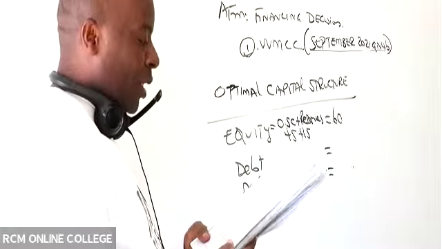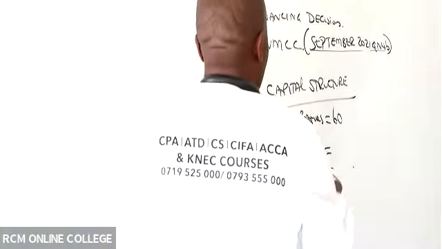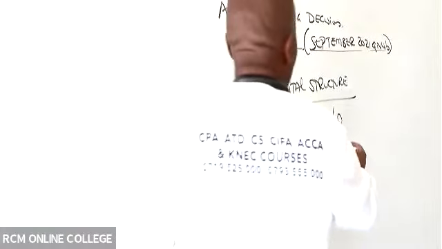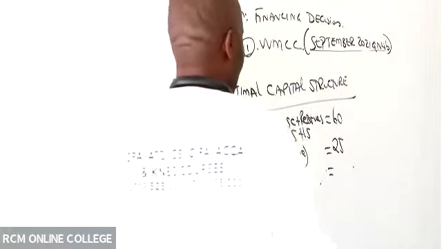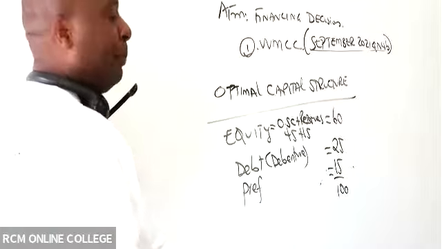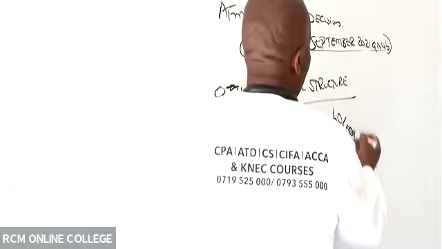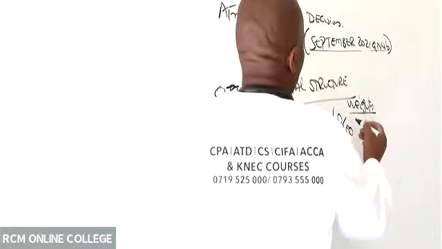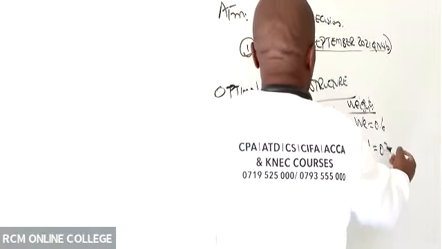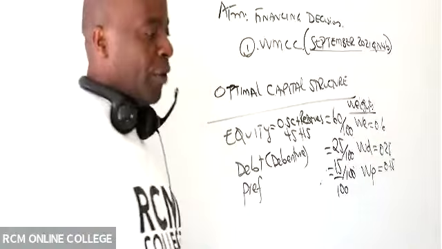And then I can see the debt amount, the debenture. You know, debenture is debt, eh? So this debenture is 25. And then the preference is 15, giving me 100. In the form of weights, because I am interested in the weights, this will be divided by 100. So these are the weights, my good students: weight of equity is 0.6, weight of debt is 0.25, and weight of preference is 0.15.